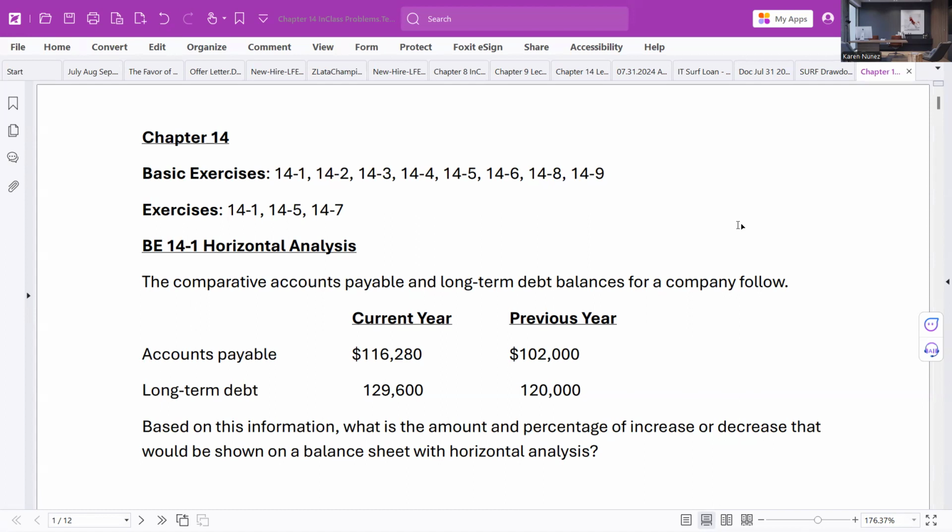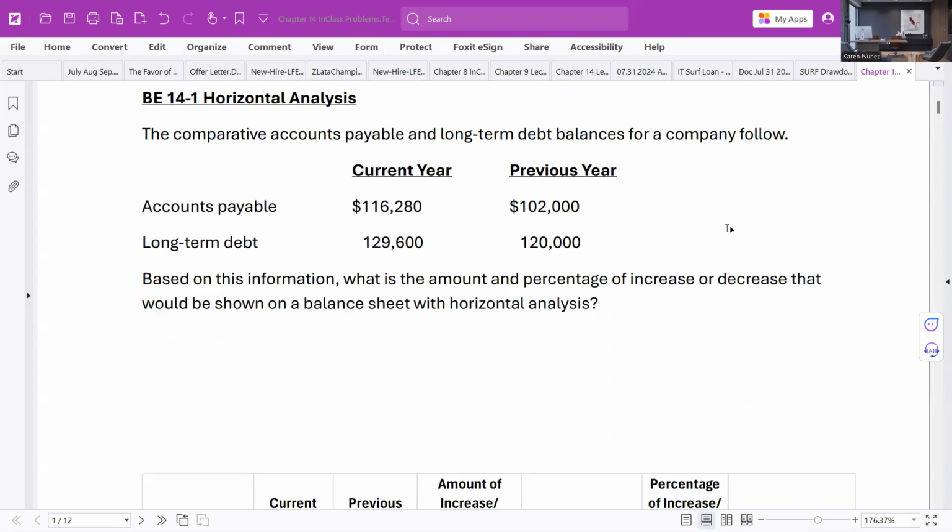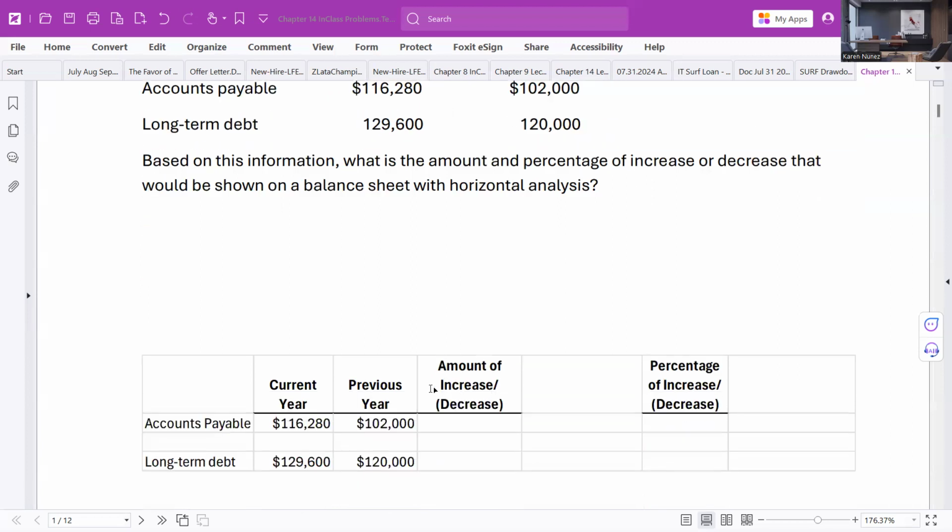Well, let's get started with our first exercise. We're going to be looking first at horizontal analysis in basic exercise 14-1. In a horizontal analysis, we are measuring relationships across time. In this case, we're measuring relationships for these two variables, accounts payable and long-term debt, from the previous year to the current year. I've got the information set up down here in a table format, the current year and the previous year, just the information that we're given.